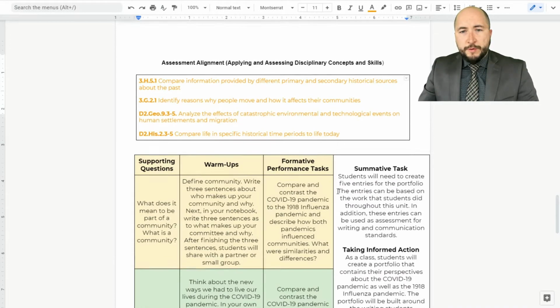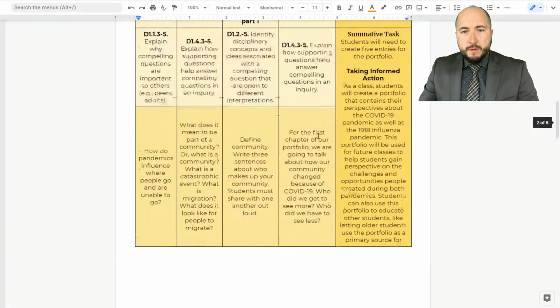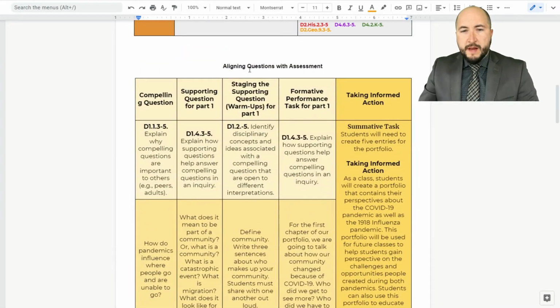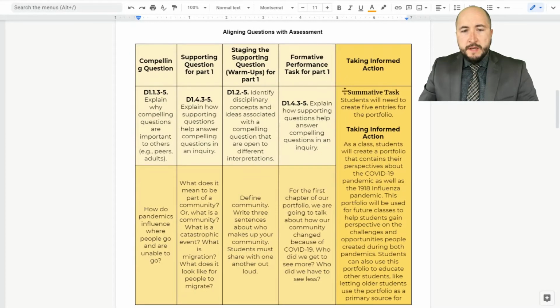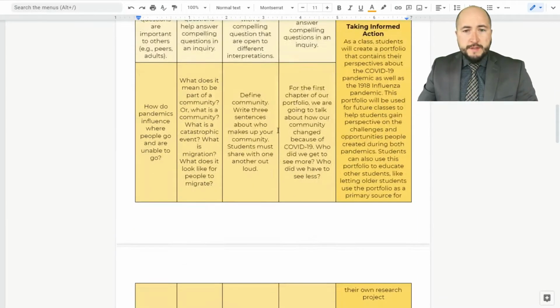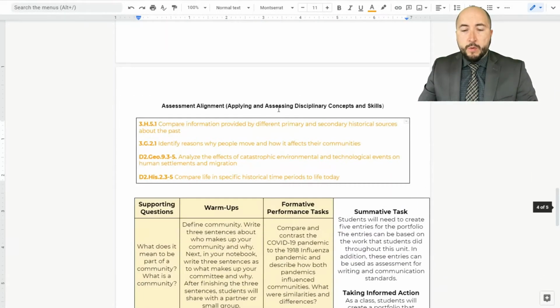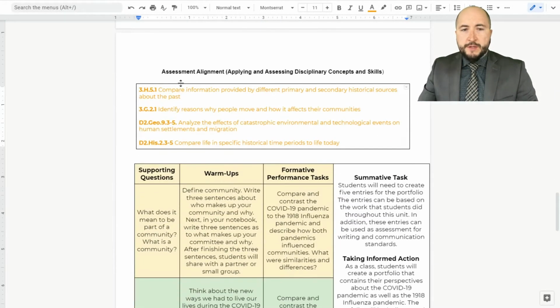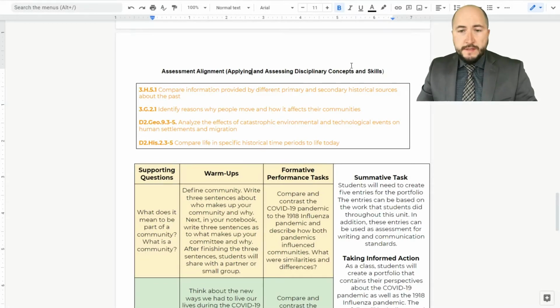So the same Google Doc, as you can see, up here is where we left off last time, where we had talked about aligning questions with assessment. So we were looking at those C3 framework concepts of how do we actually work with questions, how do we create them, how do we organize them. And now there's a new section called Assessment Alignment, Applying and Assessing Disciplinary Concepts and Skills. That's what we're really going to focus on today.